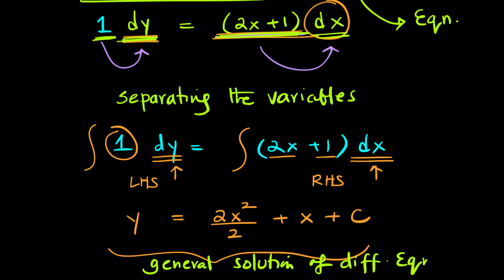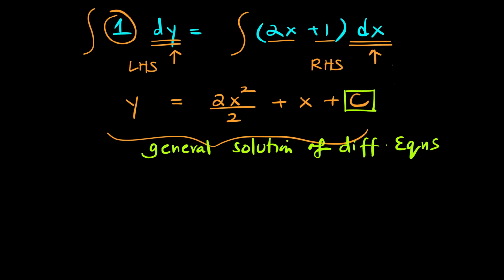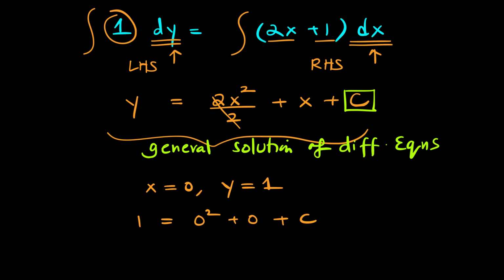So this is the solution of the differential equation in which c is not yet found, and we call it the general solution. What's the next step? The next step is, we know that it passes through the point (0, 1), which means when x is 0, y is 1. Let's plug it in. This 2 and this 2 cancel off. 1 is equal to 0 squared plus 0 plus c, which gives us the value of c is equal to 1.